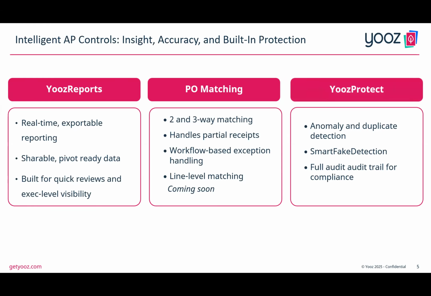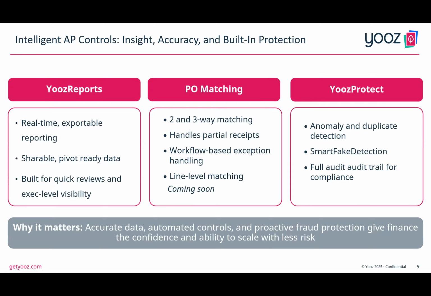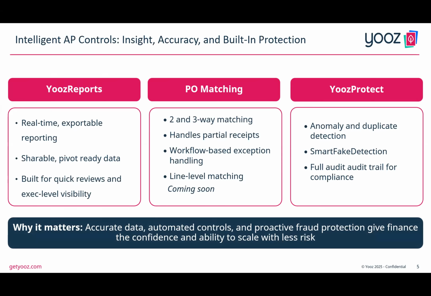And on the right is fraud prevention, which is becoming essential for every finance team. Use flags anomalies, catches duplicates, detects fake invoices with smart fake detection, and maintains a complete audit trail. It's designed to protect your processes without slowing them down. And once your workflows are fast, mobile, and aligned with Acumatica, these layers of insight and protection give you the confidence to scale AP without adding any risk.